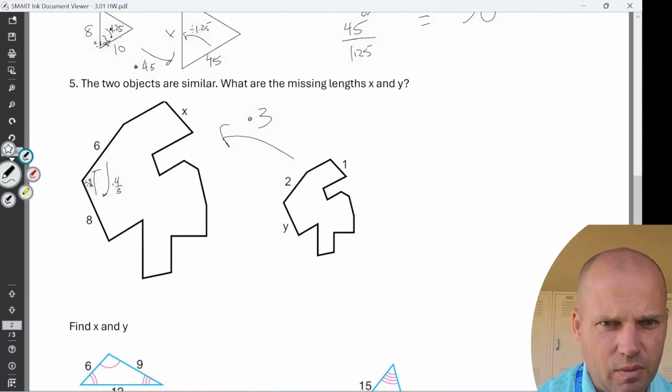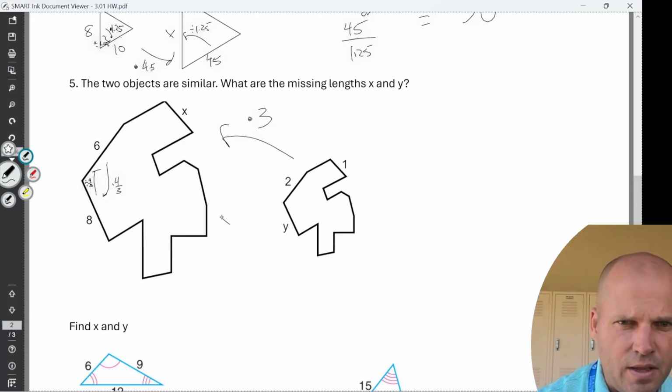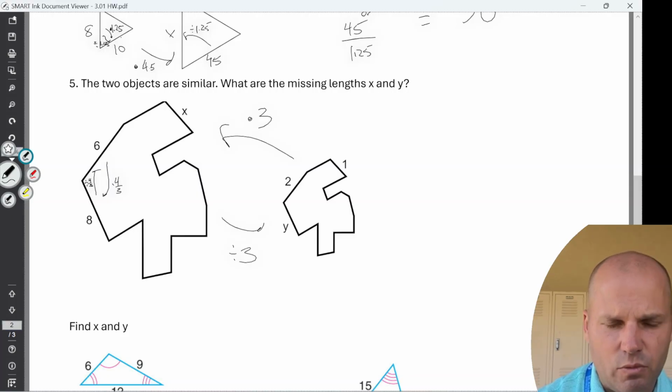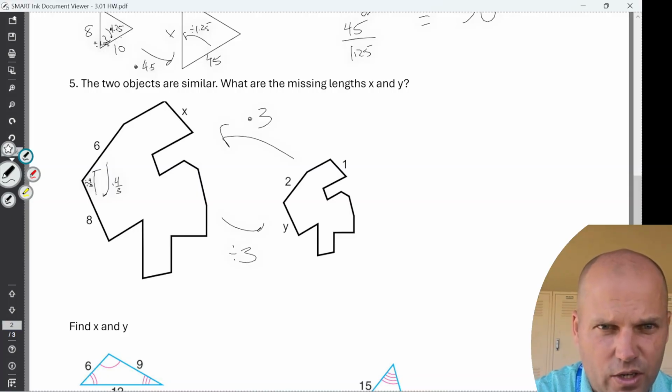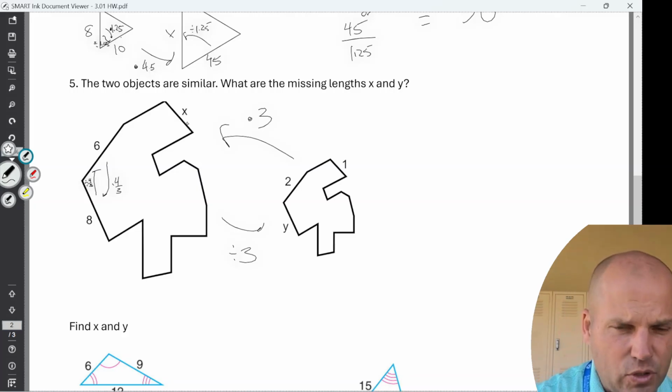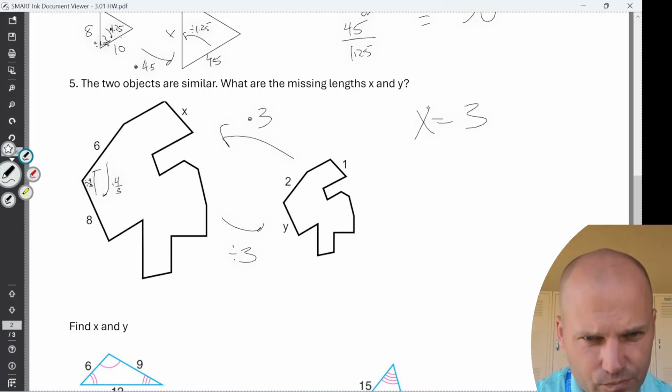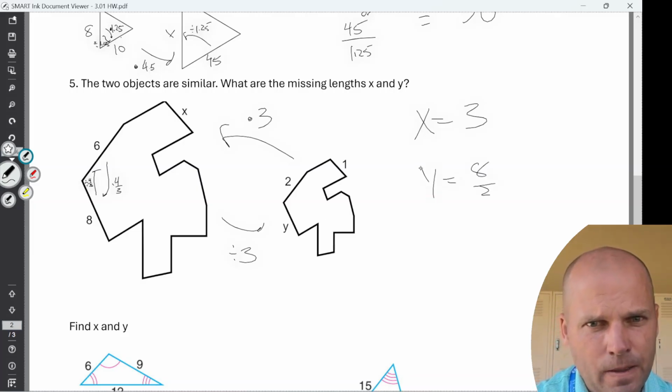Or you could say the small object to the big object is times 3. The big object to the small object would be divided by 3. I think this is the easiest way to do it. So 1 times 3 is 3, so x is 3. And then 8 divided by 3 is y, so y is 8/3.